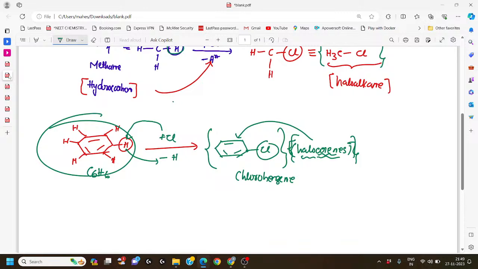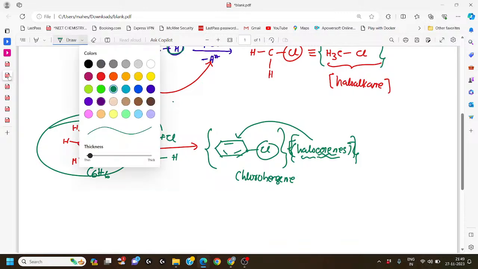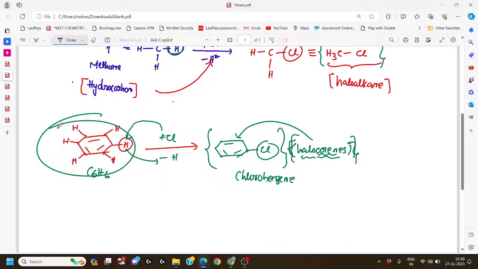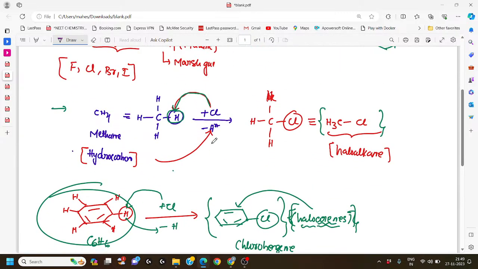Now let us try to understand in a detailed manner. In the second line we observed the hybridization of the halogen-attached carbon. Here we observe that only single bonds are present. So we conclude that the hybridization is sp3. In single bonds, we observe that the hybridization is sp3.